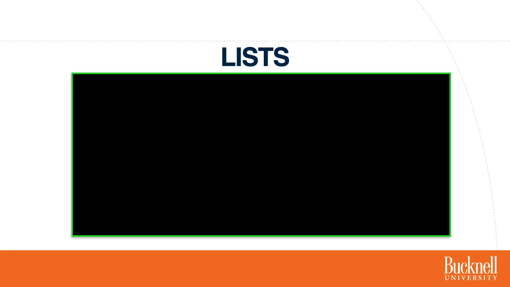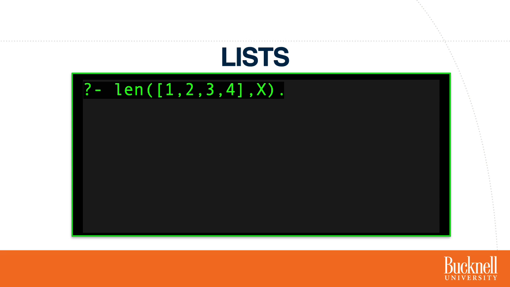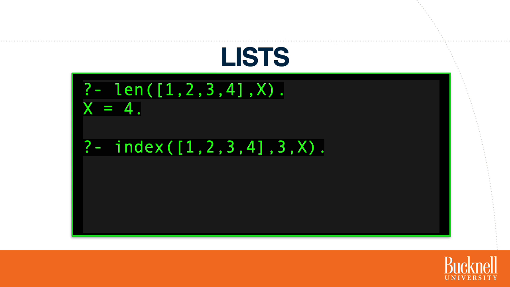Here's an example of these functions at work. Let's say we have the list 1, 2, 3, 4, and we ask, well, what's the length? We can get 4. And we can also ask for the index. What is at index 3? Well, the answer is 3. And there are no other possible answers, so if we press space, we get false.